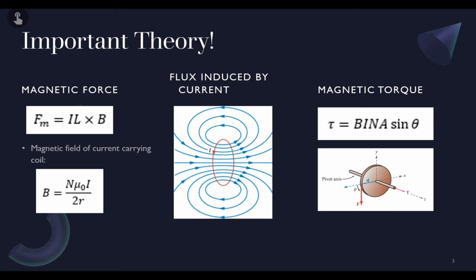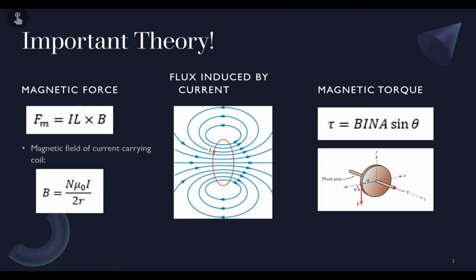Now the last little bit of theory that we'll touch on before we move into the design is magnetic torque. Magnetic torque is given by this equation. It's the field that is acting on the coil, or whatever magnetic dipole you might consider. In this case, we're considering a coil, so it's the magnetic field acting on it, times the current flowing through the coil, times the number of turns of the coil, times the area of the coil, which is given by pi r squared. All of this times the sine of the angle of the magnetic field that is acting on the coil.